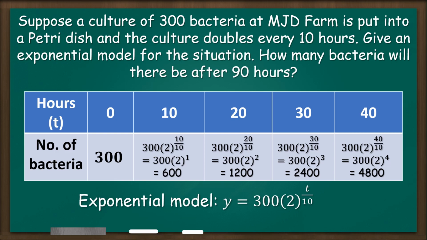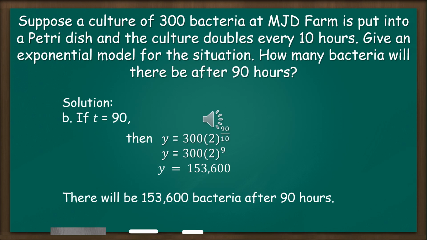Our exponential model for this situation is y is equal to 300 multiplied to 2 raised to t all over 10. If t is equal to 90 hours, then we will have an equation that is y is equal to 300 multiplied to 2 raised to 90 all over 10. Simplifying our exponent, we will have y is equal to 300 multiplied to 2 raised to 9. Simplifying our right side of our equation, we will have the answer y is equal to 153,600.